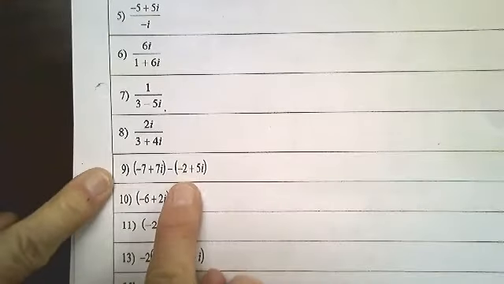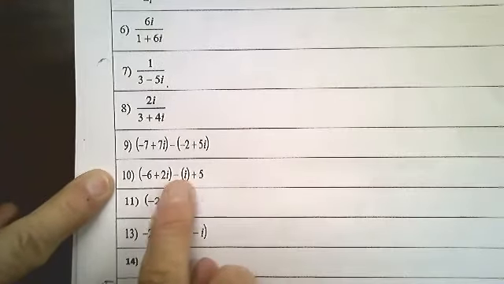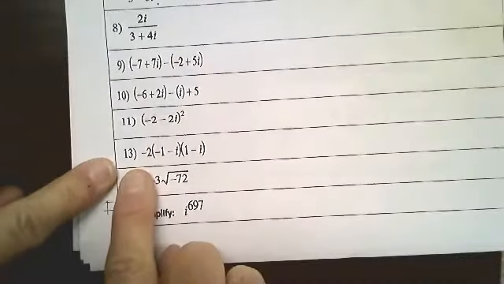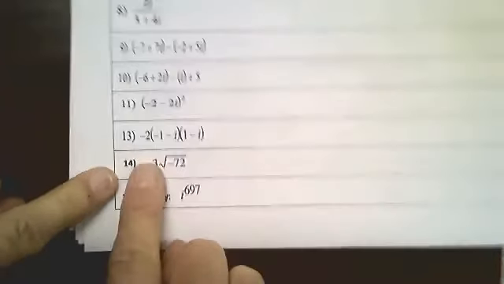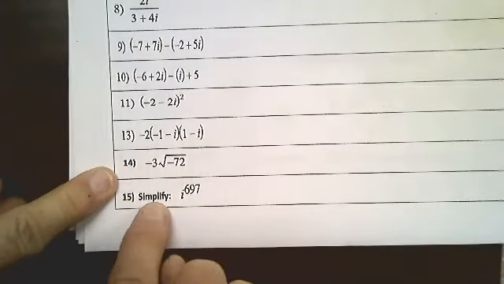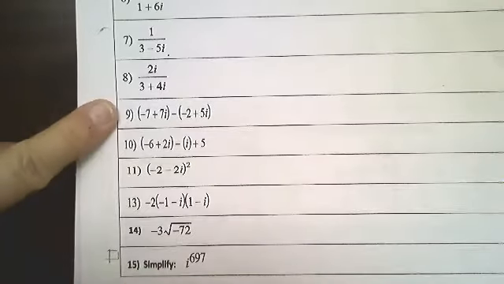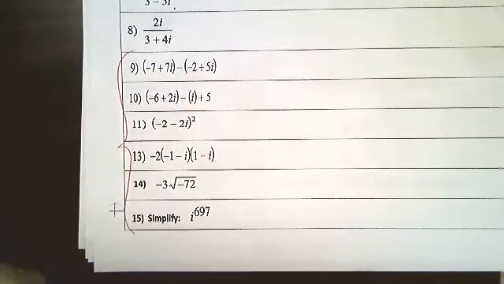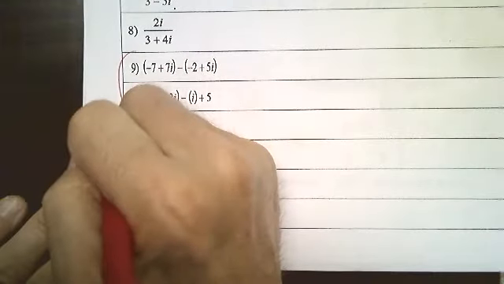There's number 9. You know how to do. 10 is review. 11, we've done. 13, you have done. 14 and 15. So all of these from 15 through 9, this little chunk is review. And this stuff is new.